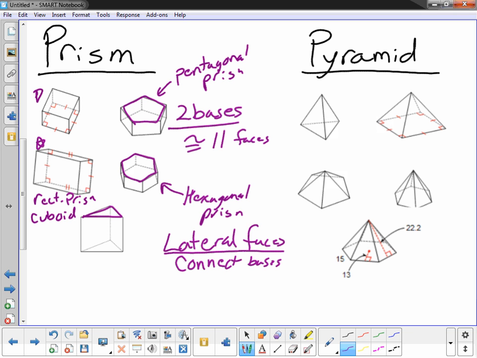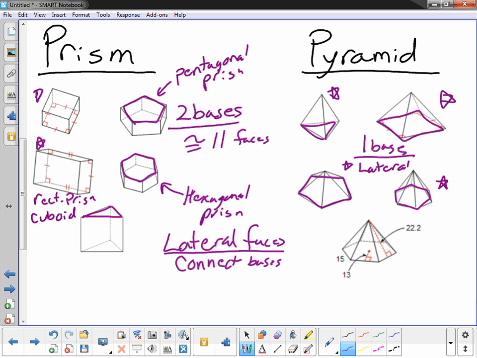Now, in the case of a pyramid, we don't have two bases, we only have one base. And what we call it depends on the shape of the base. The first one here, I would call a triangular pyramid because the base is a triangle. The second one, I would call a square pyramid or a rectangular pyramid, depending on how you want to refer to the bottom. Then we have a pentagonal pyramid, and a hexagonal pyramid, and another hexagonal pyramid down there with numbers on it. They only have one base, and the lateral faces are all triangles.